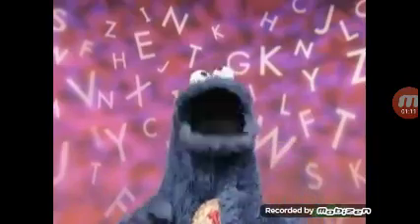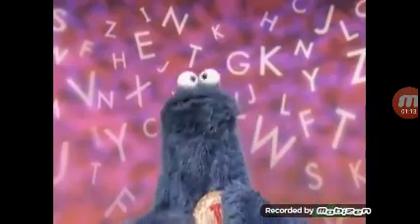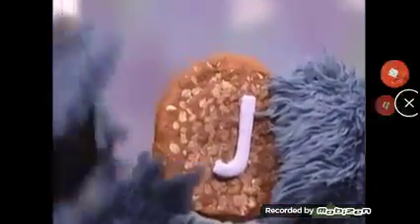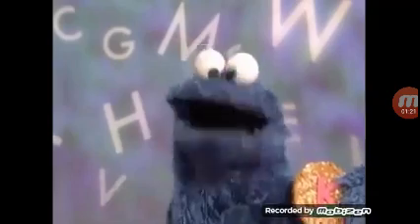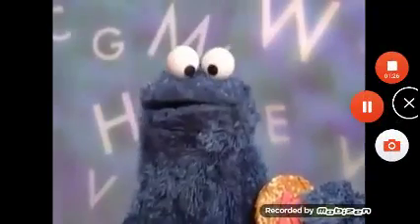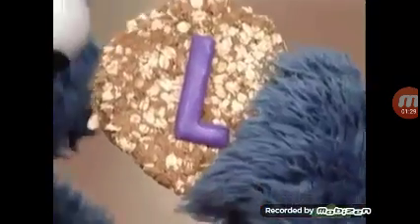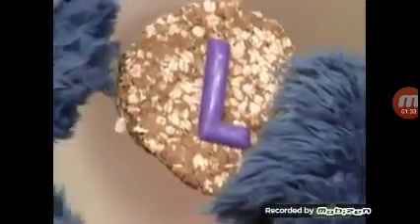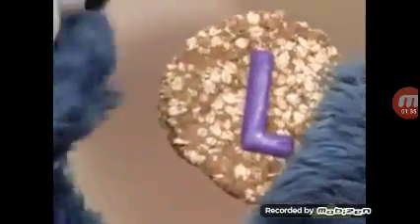I'm just looking at what appeared to be letter I. Cookie is... ha ha. That's letter J. Yeah. Letter of the day looks like that. It looks like letter K. Oh, wow. Look at that. That, I think, is, well, it looks like letter L.